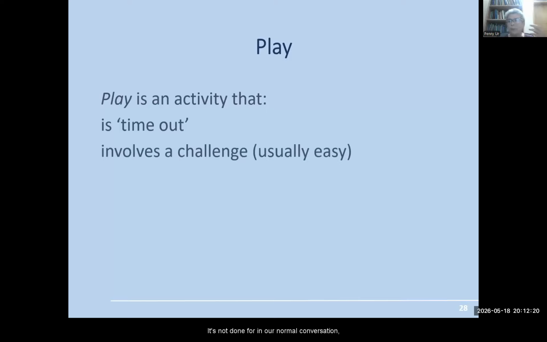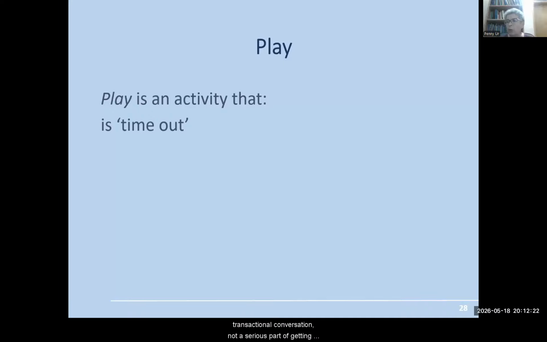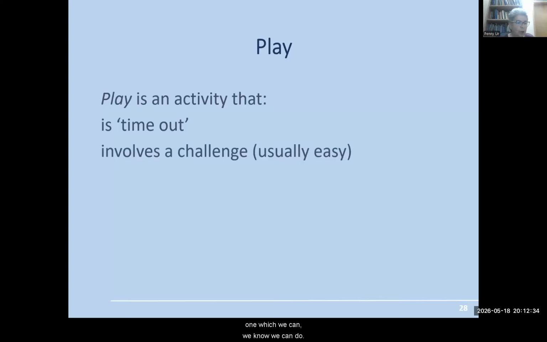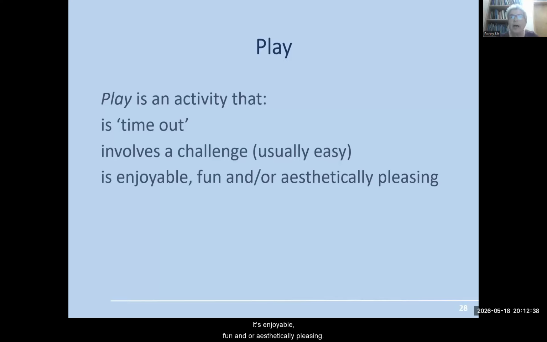Play is an activity that is, first of all, time out. It's not done for our normal, transactional conversation, not a serious part of getting on with things in life. It's time out. It involves a challenge, usually an easy challenge, one which we know we can do. It's enjoyable, fun, and or aesthetically pleasing.